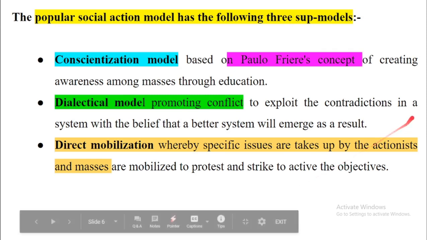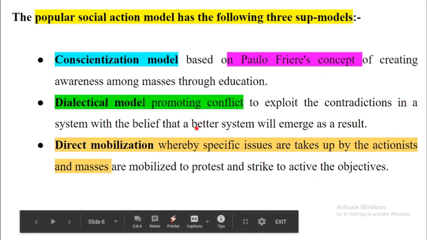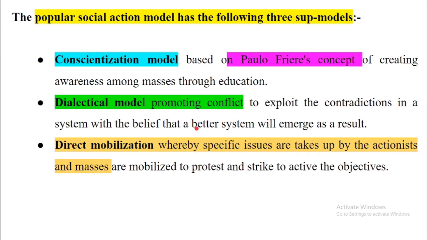Now moving to the popular social action model, which again has three sub models. This popular social action has three sub models. These are the conscientization model, the dialectic model, and the direct mobilization model. The conscientization model is based on Paulo Freire's concept of creating awareness among the common masses through education.